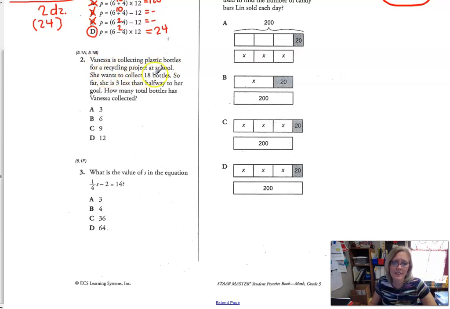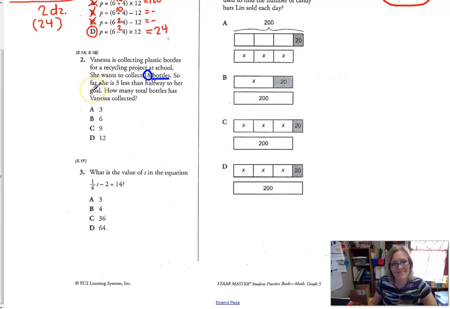She wants to collect 18 bottles. So far, she is 3 less than halfway to her goal. That sounded a little confusing, but we'll get back to that. How many total bottles has Vanessa collected? Let's come back up here and look at what we know. She wants to collect 18. So we know in the end she wants 18 bottles.